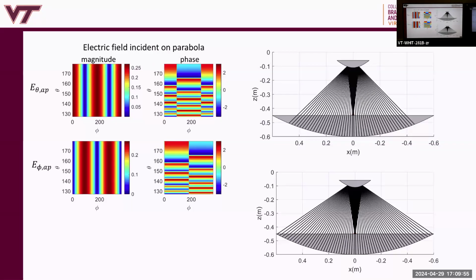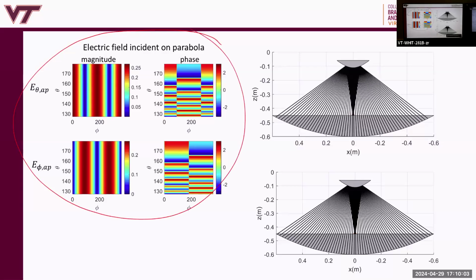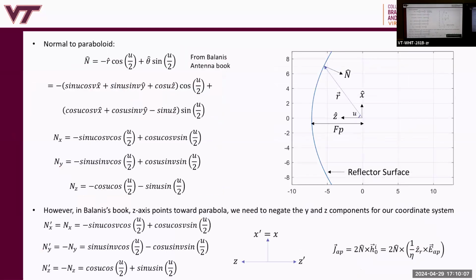So that's what the program looks like. And here is the electric field incident on the parabolic surface. I also calculated the current, and I'll show you how to do that. The physical optics current. To calculate the physical optics current, we need the normal to the paraboloid because we need to do 2n cross Hi, right?